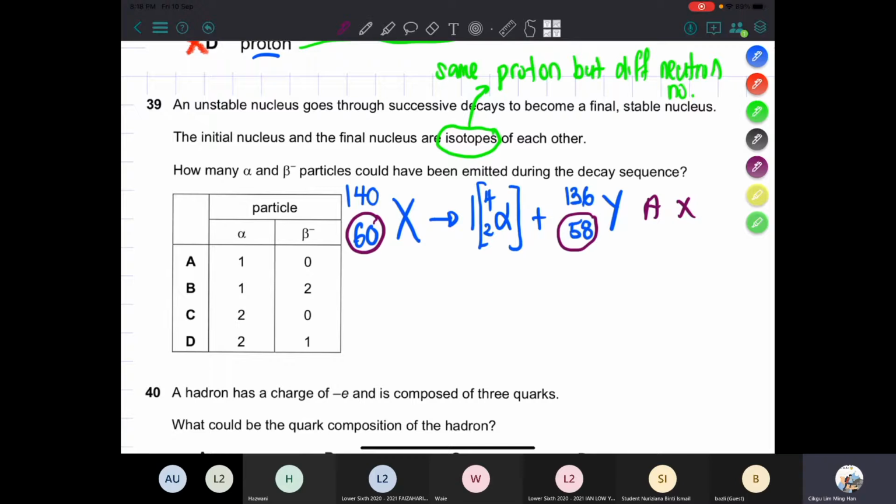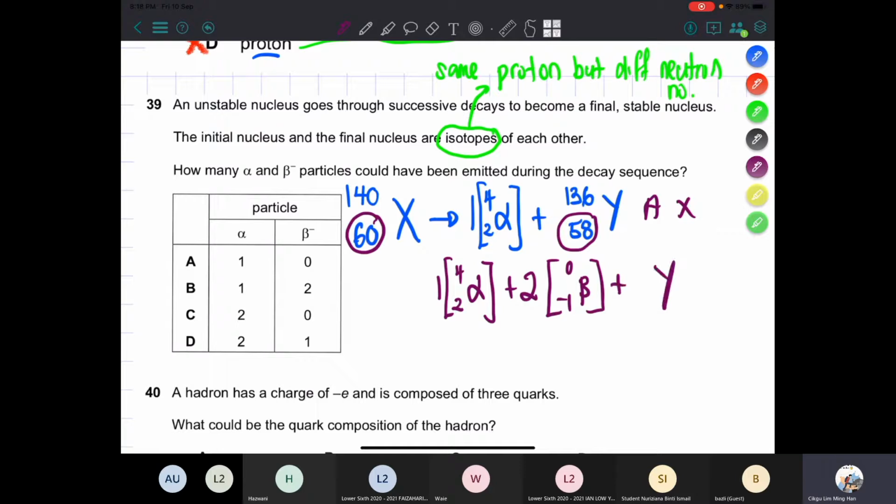So we look at B now. So B you have one alpha plus 2 beta. So this is a 0 minus 1 beta.